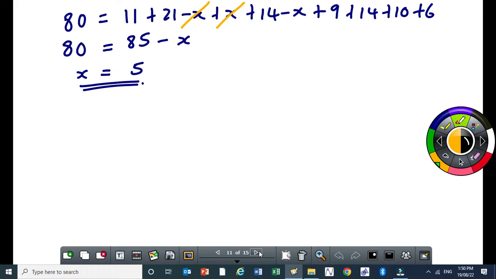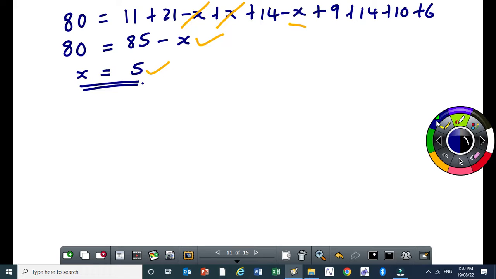Now, that is for your grade 8 and 9 algebra. This minus X and that plus X cancel out, so you're left with this minus X. Then you add the integers on the right hand side. You will get 85. Now once you get here, you should start smiling, because the moment you take this minus X to the right, 85 minus 80 gives you a positive 5. So X is equal to positive 5.